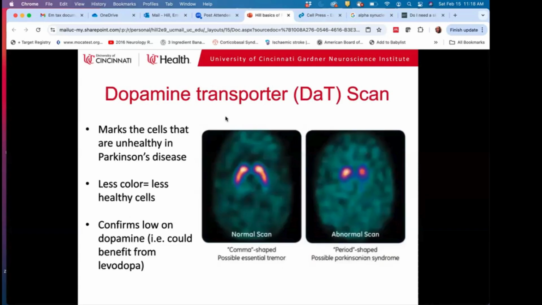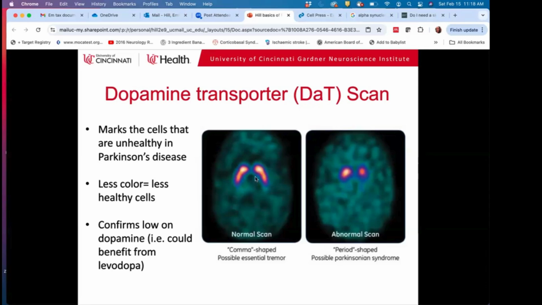So we have this thing called the dopamine transporter scan. This is a brain scan. It's a couple of CAT scans after we give an injection to mark the dopamine cells. So those cells that I showed you in the first couple slides, one of the ways we can check if they're healthy is, are they sending their signal up to the middle of the brain? So they're from deep in the brain up to the middle. So that's what we're looking for here.